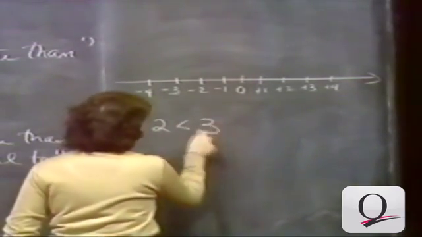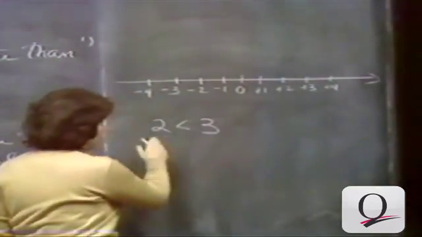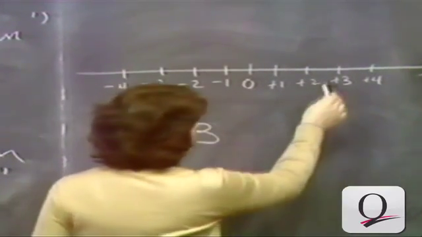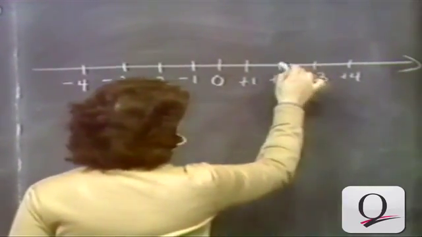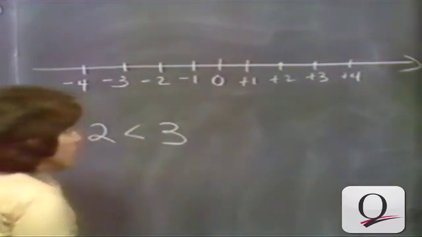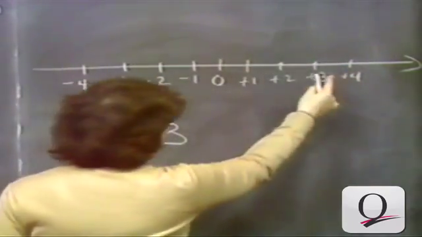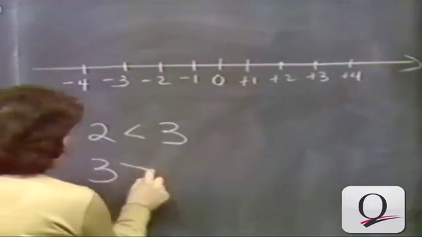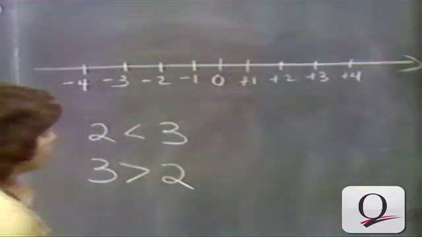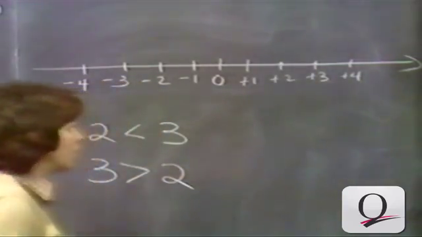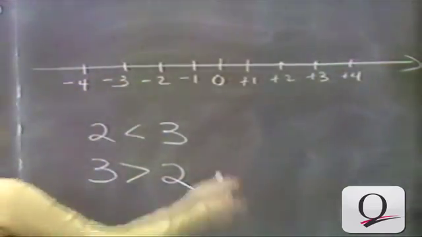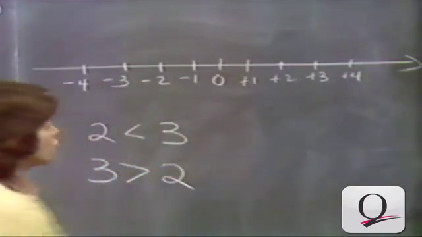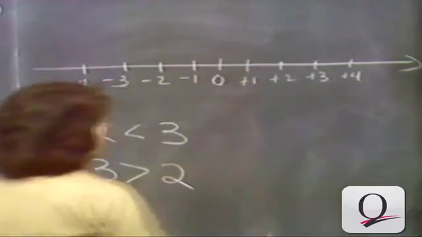Now, 2 is less than 3. We know this is true. Geometrically, this means that the point that represents the number 2 on the number line is to the left of the point that represents the number 3. 2 is less than 3 if 2 is to the left of 3 on the number line. Similarly, 3 is greater than 2 because 3 is to the right of 2 on the number line. So if A is less than B, then A is to the left of B on the number line. If A is greater than B, A is to the right of B on the number line.